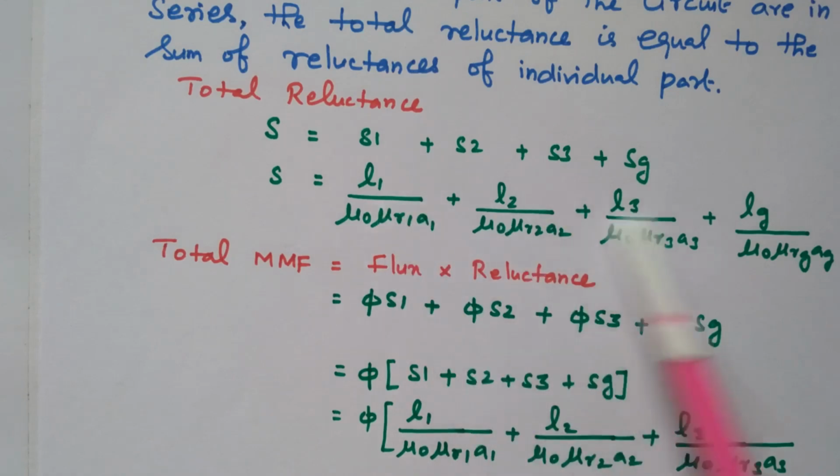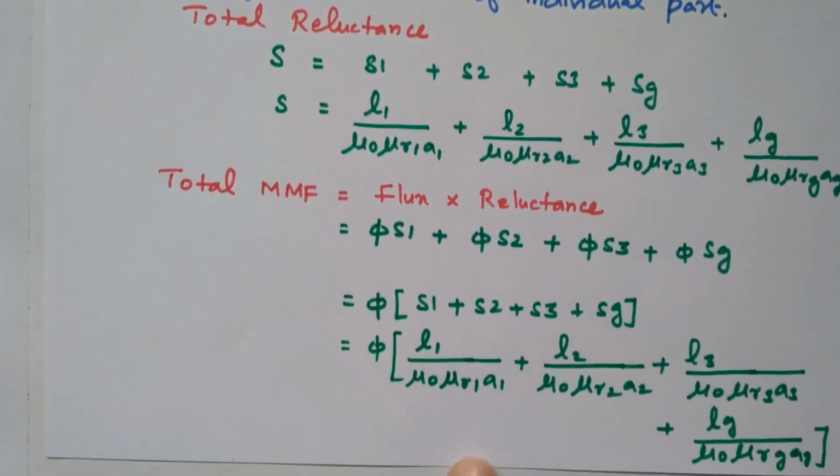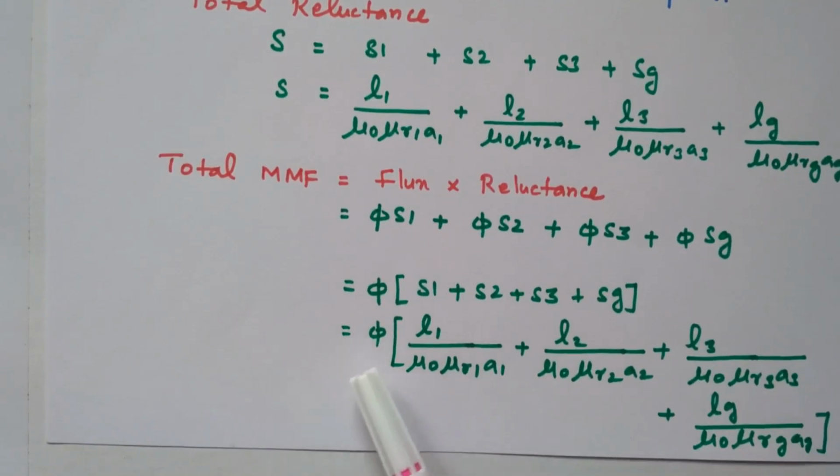Now we will substitute the values S1, S2, S3 from here. So we get phi into L1 divided by mu naught mu R1 into A1 plus L2 divided by mu naught mu R2 into A2 plus L3 divided by mu naught mu R3 into A3 plus this air gap term. Now we will go for the further analysis.